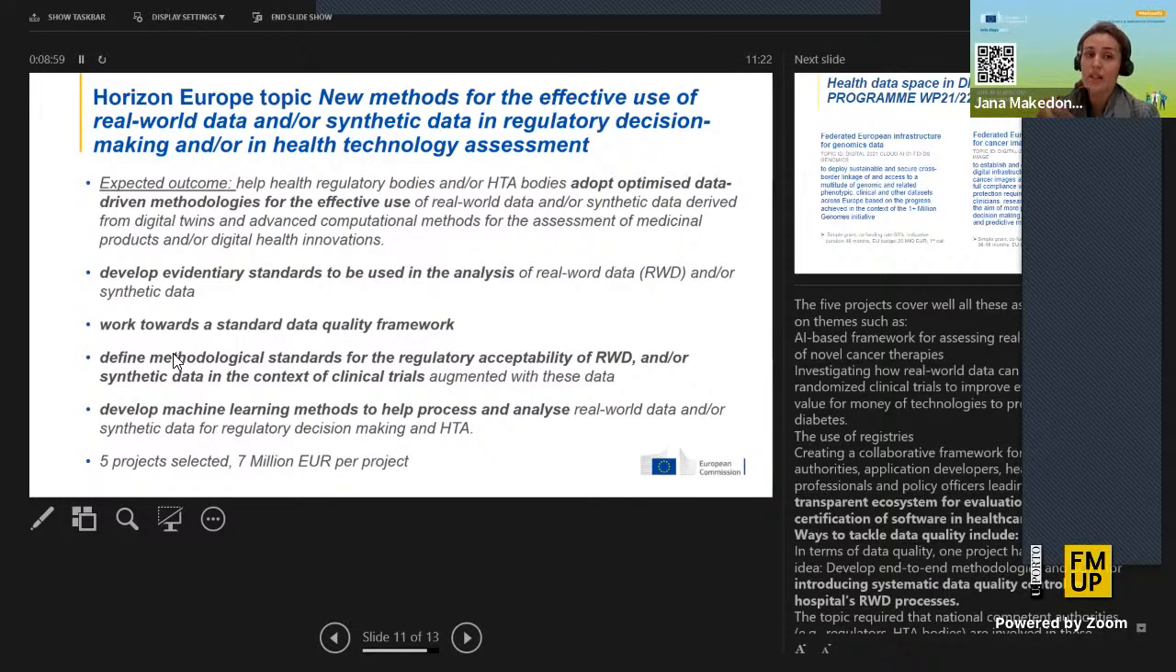So all of these projects are working towards the following. So first, develop evidentiary standards to be used in the analysis of these data for these purposes. Second, interesting for this audience, work towards a standard data quality framework for these data types and for these uses. Then defining methodological standards for the regulatory acceptability of real-world data and/or synthetic data in the context of clinical trials augmented with this data. And of course, develop ML methods to help process and analyze this data for these uses.